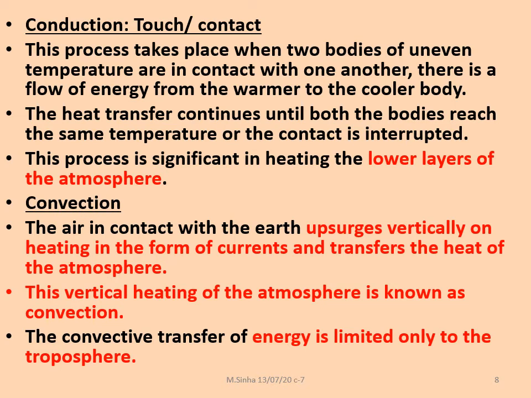Conduction is heat transferred by touch, by direct contact. The atmosphere gets warmed through the process of conduction. This process takes place when two bodies of uneven temperature are in contact with one another. There is a flow of energy from the warmer to the cooler body. This is the basic principle of calorimetry. The heat transfer continues until both the bodies reach the same temperature or the contact is interrupted.